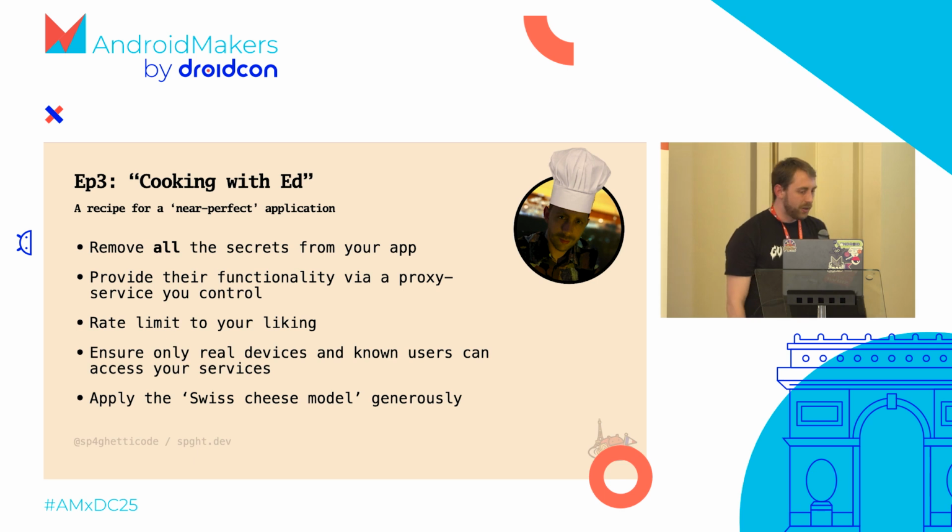We then provide their functionality via a proxy service that we can control. We obviously rate limit that to make sure that we're not seeing that abused. And then we add device attestation to ensure that only real devices and real users can access our service. And then we apply Swiss cheese generously because we love cheese, right?